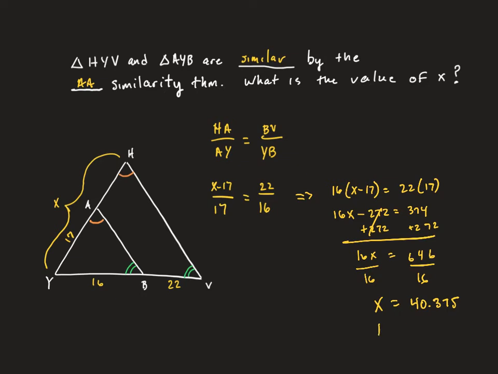So it looks like HY is going to be equal to 40.375. That's using my side splitter information. So what was the hard part? The ratio of this segment over this segment. Well, this segment was 17, but this segment right here is the entire length minus that 17. So that's how we came up with X minus 17.